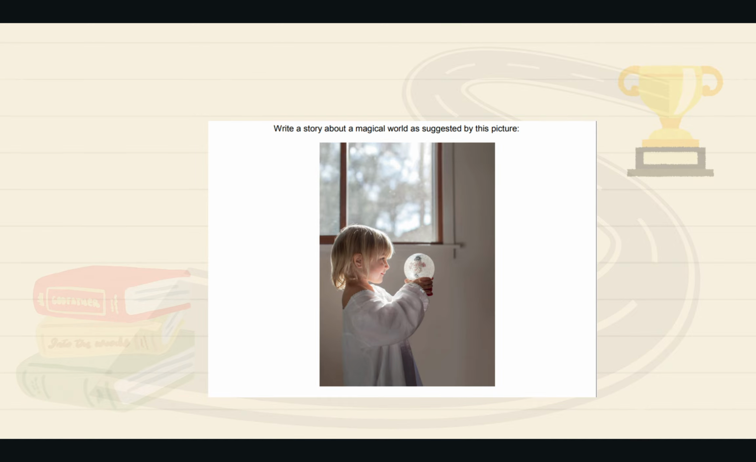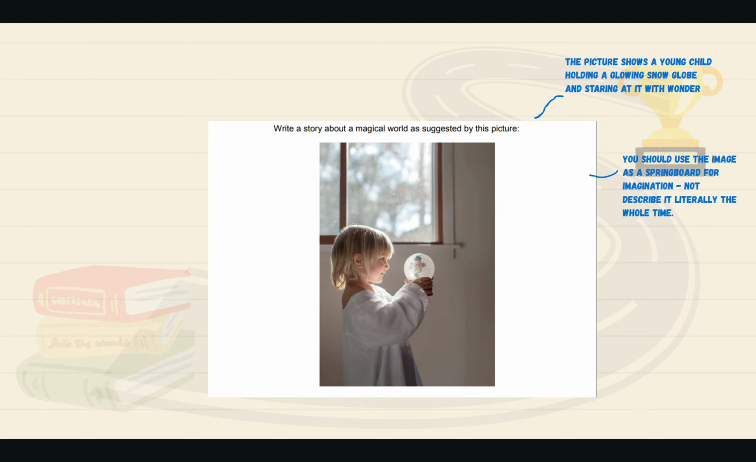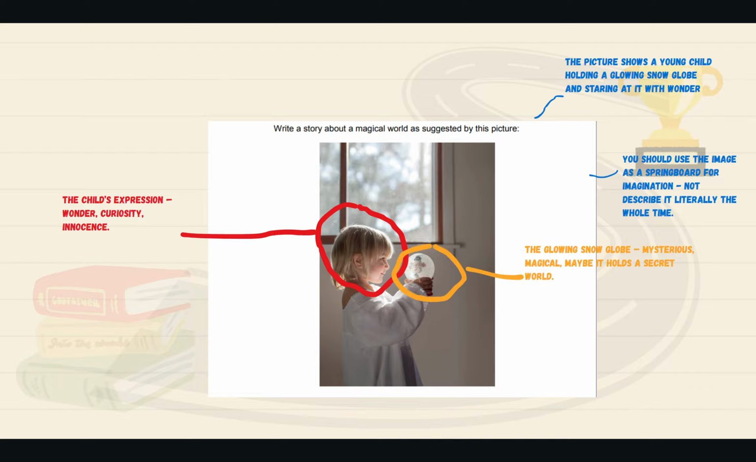Okay, let's have a look at my example. So here I've said first, the writer shows a young child holding a glowing snow globe and staring at it with wonder. I've then said you should use the image as a springboard for imagination, and you shouldn't describe it literally the whole time you're writing this answer. Here I've focused in on the child's expression, so she's showing wonder, curiosity and innocence. She's holding a glowing snow globe, so this shows mysteriousness. She's showing magical and maybe it holds a secret world.